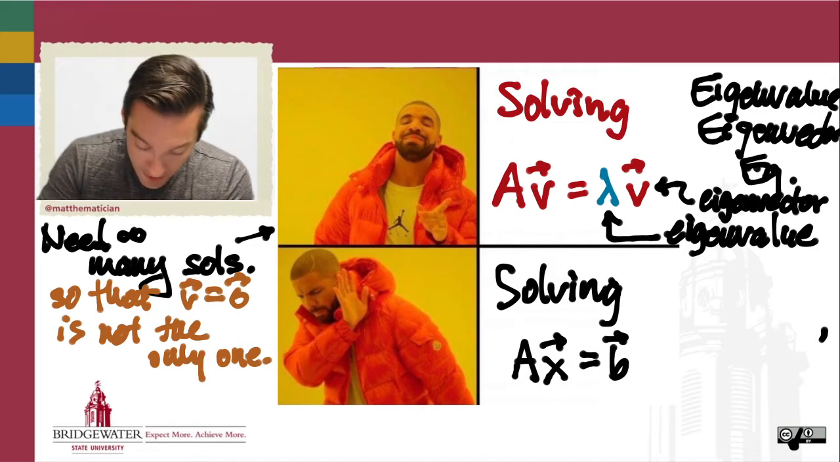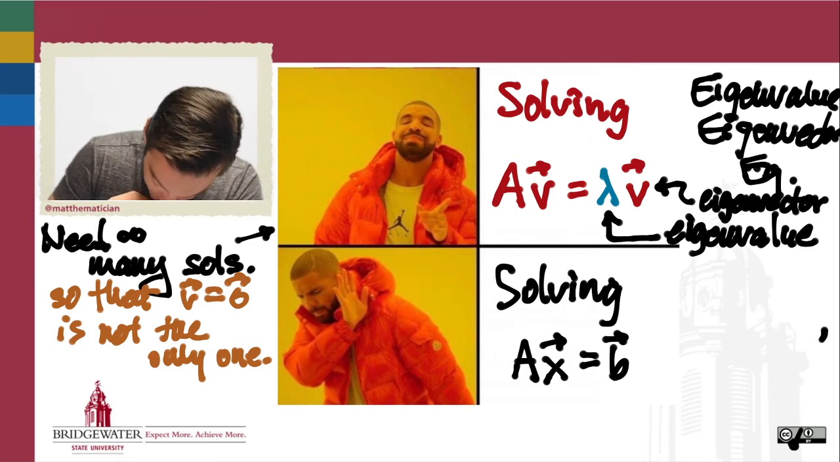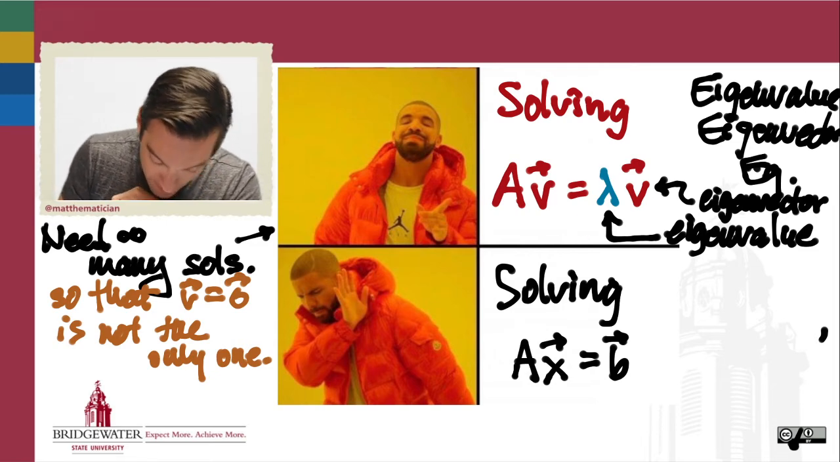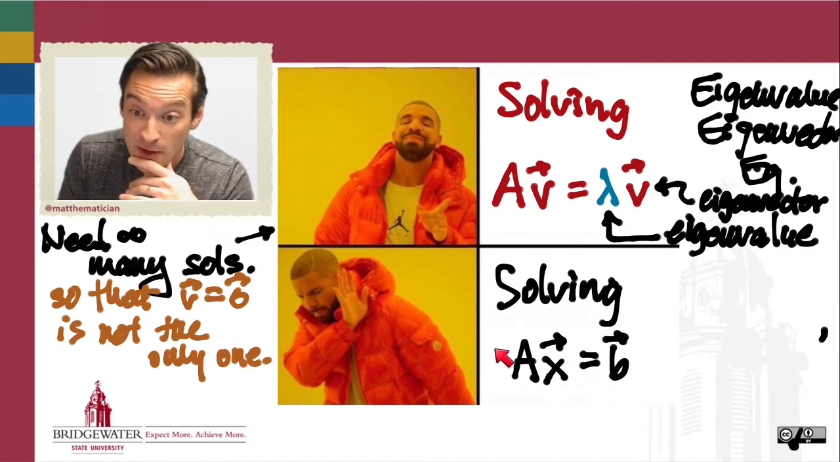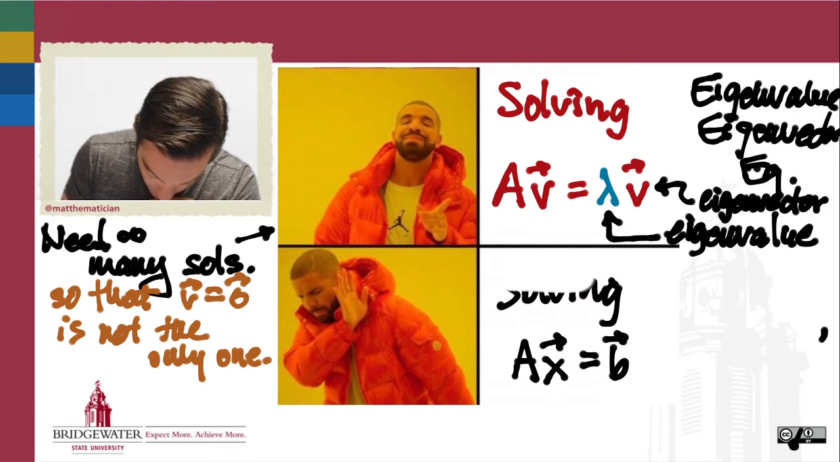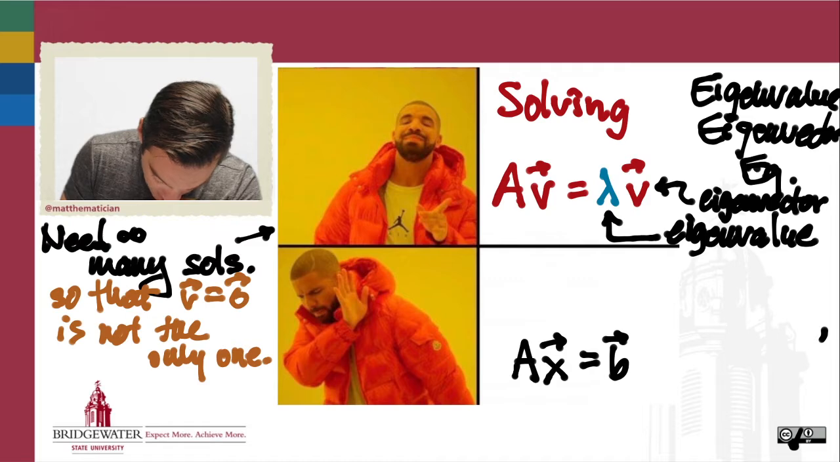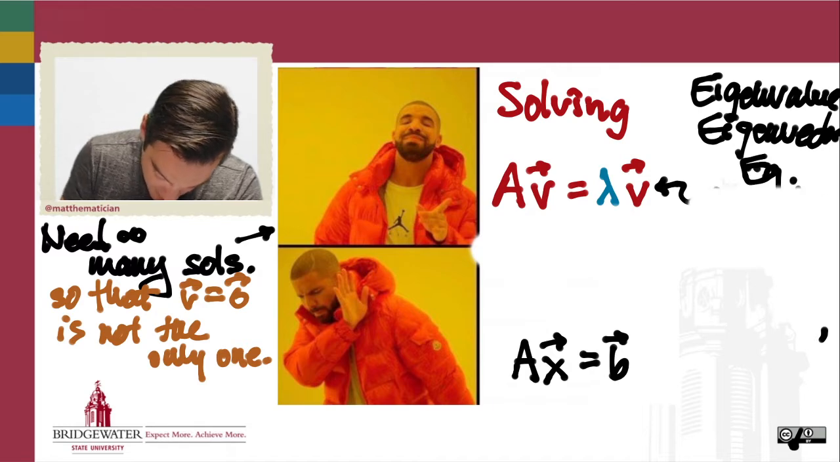So if we want this equation to have infinitely many solutions, let's see if we can figure out how to make that happen. Well, first we need to turn this equation into something that looks more like one of these, right? Because we only really know how to solve these kinds of linear systems of equations. So we need to turn the former into the latter somehow. And to make that happen, what we're going to do is just subtract the lambda v from both sides. So if I subtract lambda v from both sides, Av minus lambda v is going to equal the zero vector.